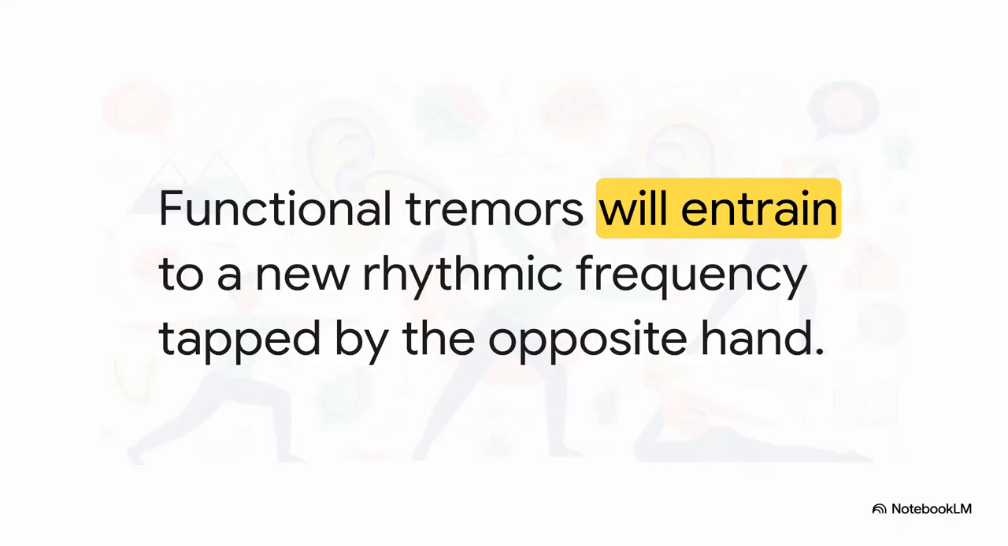Functional tremor entrainment is another really cool concept to test for. When you're assessing a tremor, ask the patient to tap a specific rhythm with their other hand at a frequency that is completely different from their tremor. What happens? A functional tremor will actually entrain to that new rhythmic frequency, or it'll just pause mid-task. Parkinsonian or essential tremors won't do this at all. They maintain their own frequency because they rely on isolated oscillator circuits in the brain.